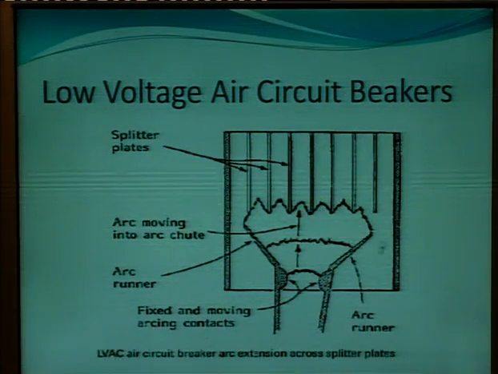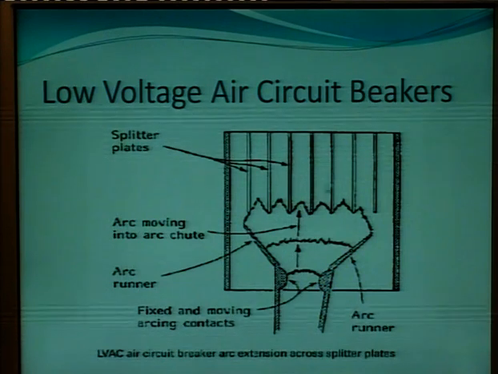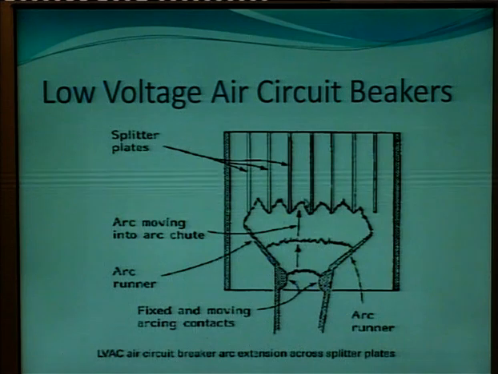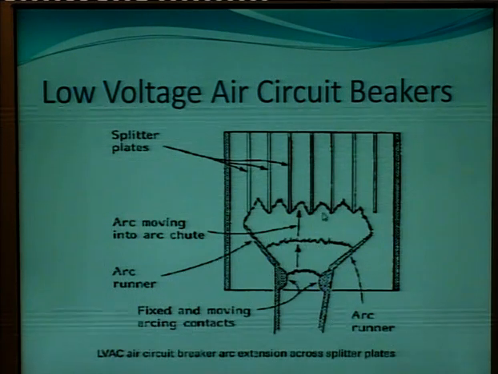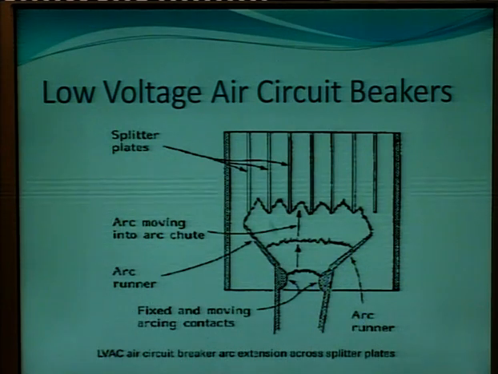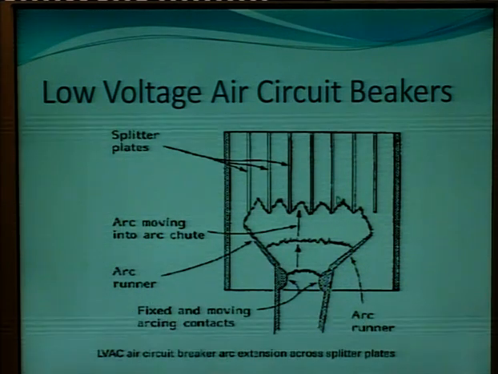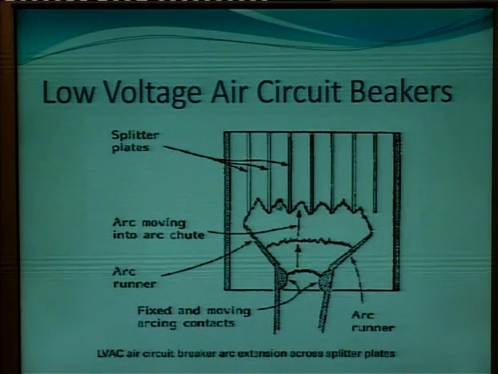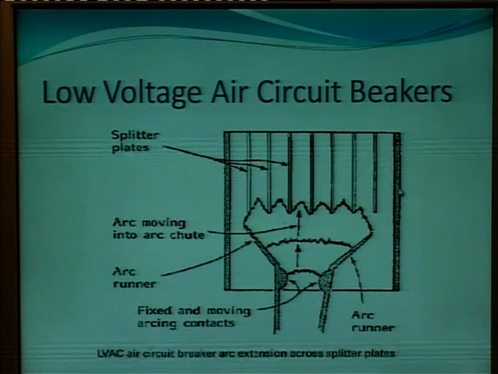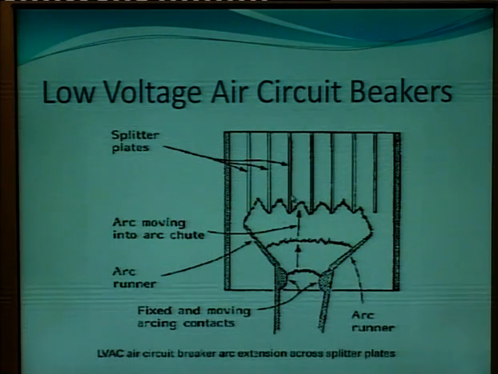Again in this type of circuit breaker we are using splitters. When the air is blown over this arc, the arc is separated by these splitters. This will increase the resistance of the arc and therefore decrease the current. So in this way the arc gets eliminated.